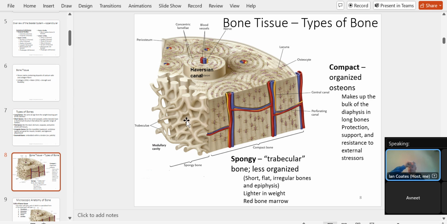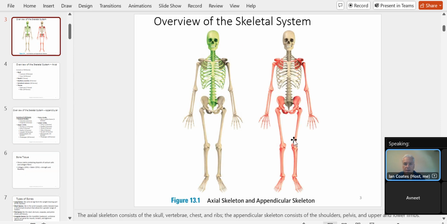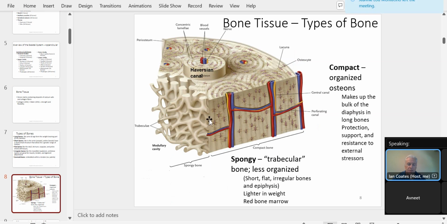Bone tissue. Now what we've done here is taken a femur, a long bone, one of these guys right here, and cut it in half along a transverse plane, and you're looking down into the bone cavity, the marrow. That's where we're at right now. You'll see that on the outside of the bone you have what's called compact bone.